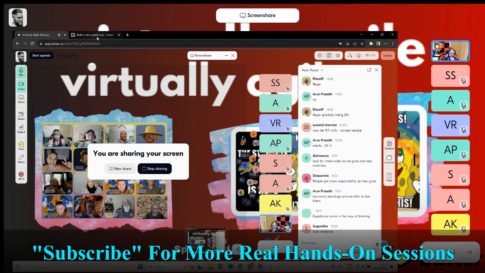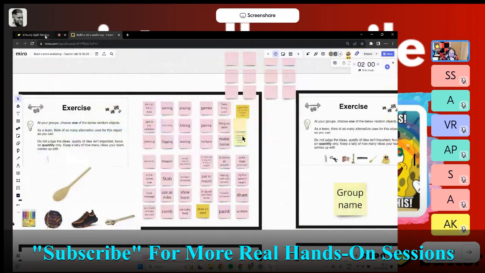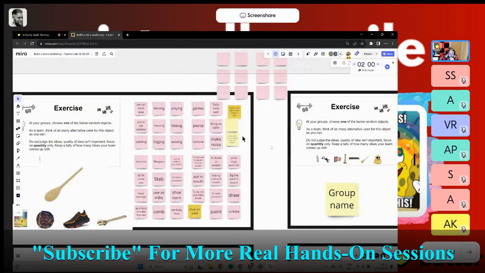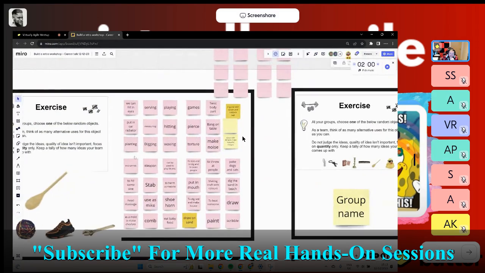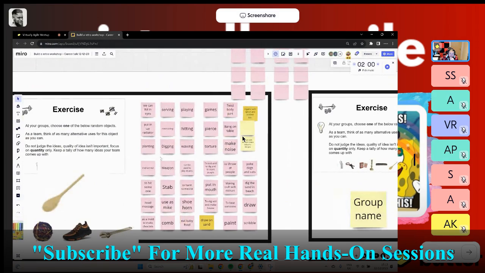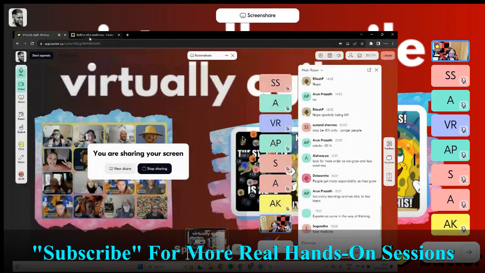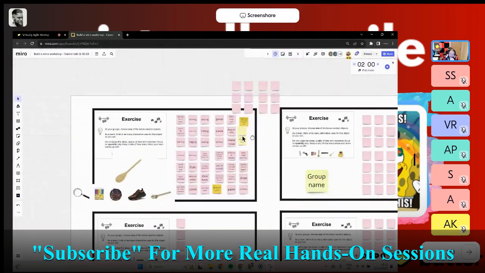These techniques can be used to demonstrate that anyone can be creative. You might look at these things and think, well, I would never have come up with that. I would never have thought about using it as an instrument or a weapon or as a head massager. And this further demonstrates the power of diversity.